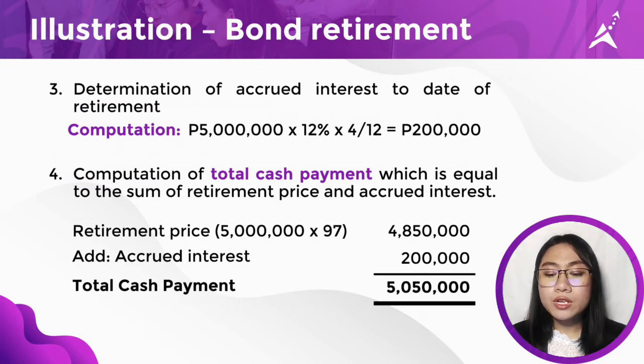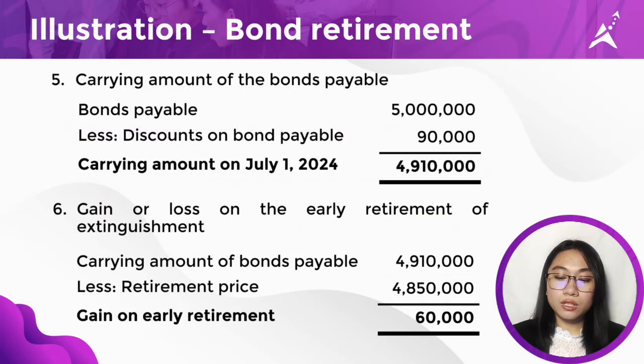So, for number 4, computation of total cash payment. Total cash payment na kinocompute na natin, which is equal to the sum of retirement price and accrued interest. So, ano yung retirement price natin? The retirement price is the 5 million face amount times 97. So, that retirement price is equal to 4,850,000. And then we will add the accrued interest of 200,000. And then the sum of that is the total cash payment, which is 5,050,000.